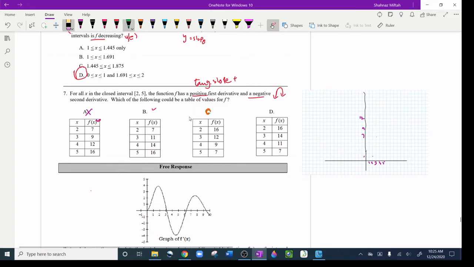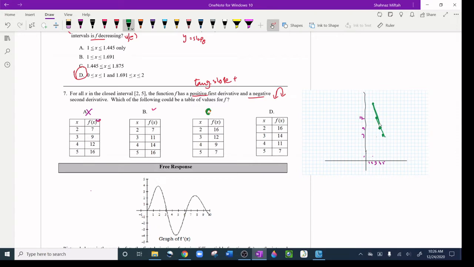So let's try C. 2, 16, that's 2, and 9, 10, 11, 12, 13, 14, 15, 16. 3, 12, that's 3, and 12 is right there. And then you have 4, 9, this is 4, and this is 9. 5 and 7, that's 5, and that's 7. It looks like a straight line to me, like this.